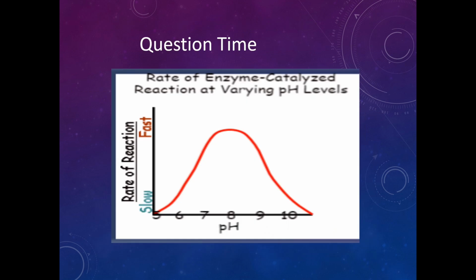Question time. What is the optimal pH of that enzyme? So you will go, as we said, to the peak and go down. So the pH of that enzyme, that question, it's 8.